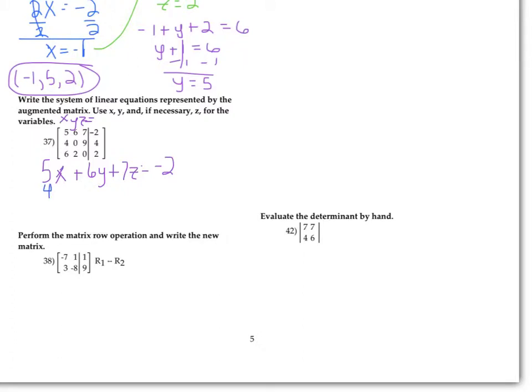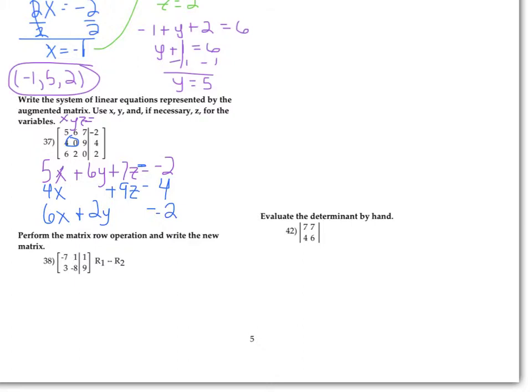Then on the second row, when we get a 0 for this y right here, we don't need to actually write 0y. We can just skip it and write then plus 9z equals 4. And then 6x plus 2y there, that 0, we skip that, and then we go to equals 2. And that's it. That's your whole answer. That's all it's asking you to do.